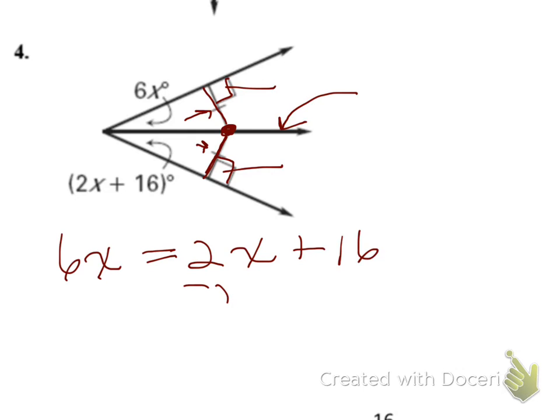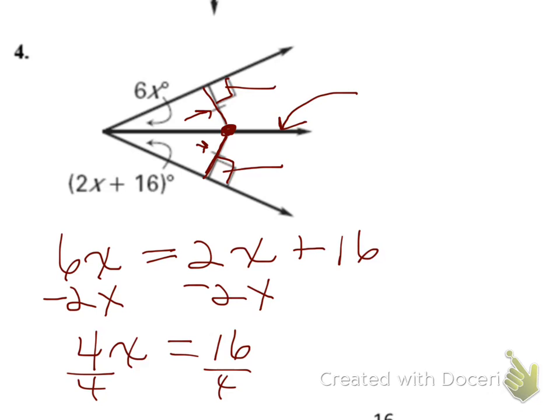Bisected means cut exactly in half. Now I'm just doing my two-step problem, and that's 4x equals 16. So divide both sides by 4, x equals 4.